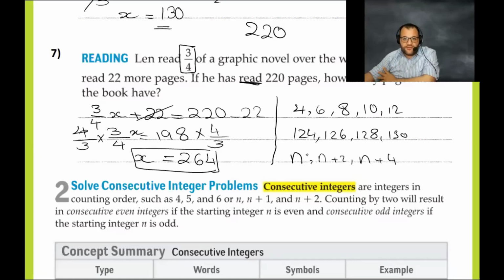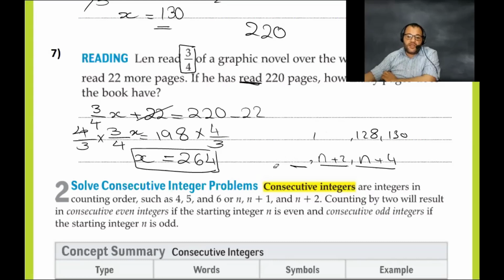So for consecutive numbers, it would be n, n plus 1, n plus 2, n plus 3. If I say consecutive even numbers, I have to start with n, n plus 2, n plus 4, n plus 6. You understand it? Yes. So what if I need the odd numbers? Give me an example. 1, 3. I will start from 3.